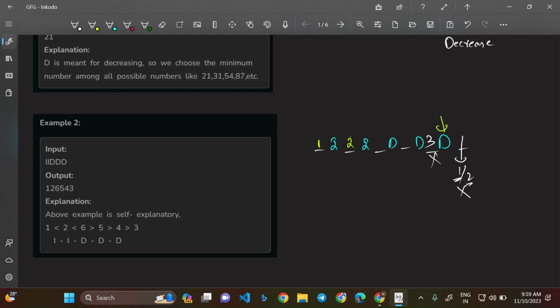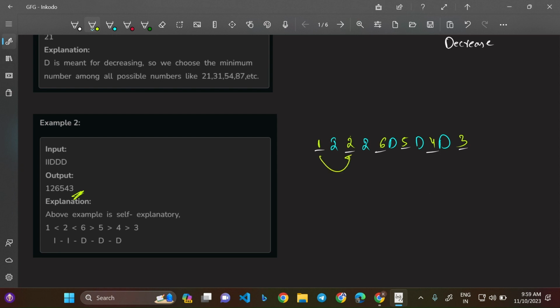Now let us put 6 there. If I put 6 there, what are the options? If I put 6 here, I can put 5 here, I can put 4 here, I can put 3 here. The pattern has been followed perfectly, and the uniqueness has also been followed, and this is the minimum value possible. That is the reason 1 2 6 5 4 3 is the answer.